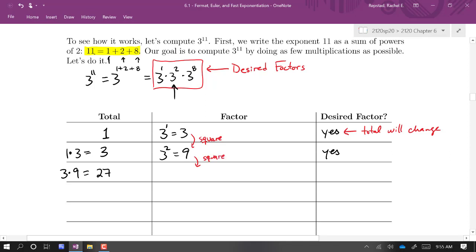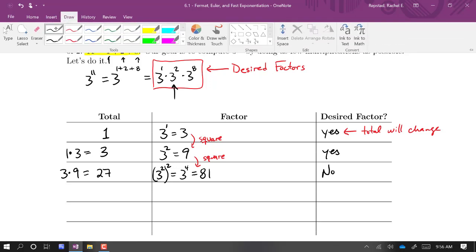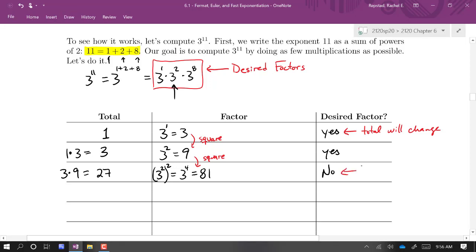Now, I'm going to write this out in what seems like kind of a long way, but it's going to help us develop a good habit. So I'm squaring 3 squared. When you square something raised to a power, we're going to multiply these exponents. I've got a power to a power. And we're always squaring, so when I square something, all I need to do is double the exponent. And this does give us 81, which is exactly what we knew it was going to give us because we're squaring 9. This is not a desired factor, so the total holds at 27.